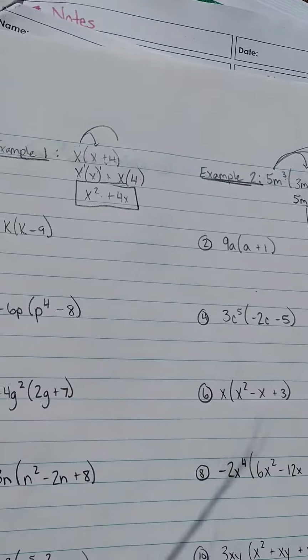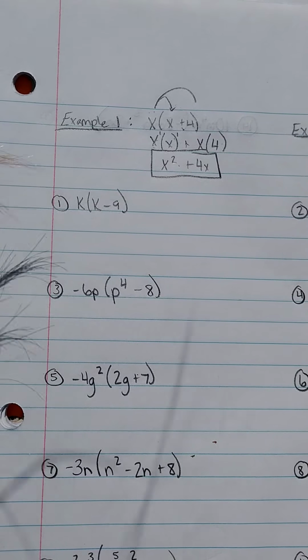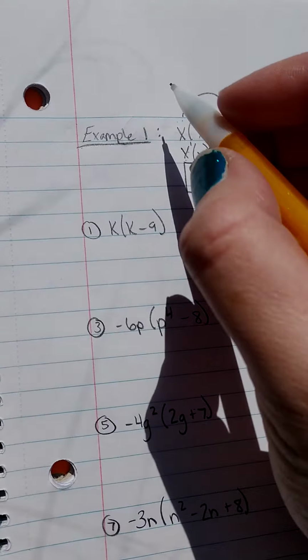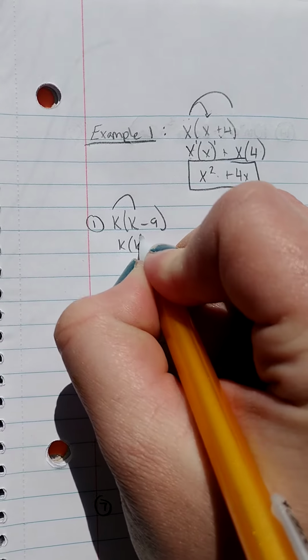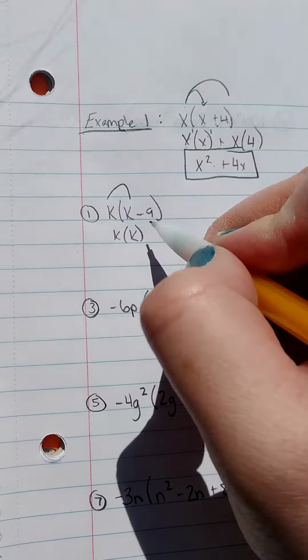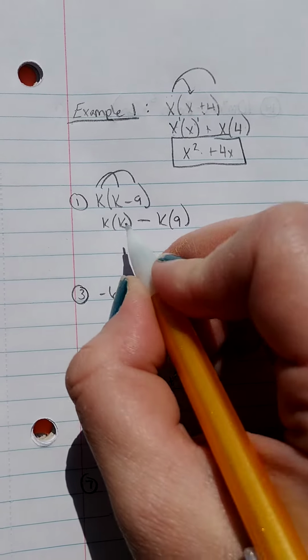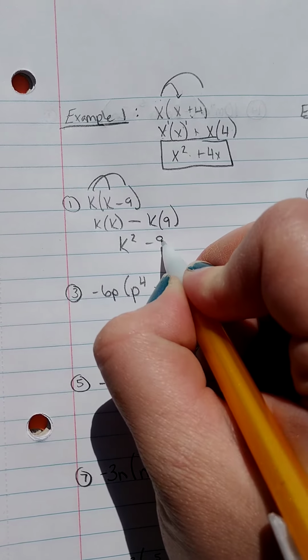So every single problem, and we are going to do through number 14 today, and then we'll pick up 15 and 16 with the next set of notes. All you are doing is distributing. So k times k, and then we're going to bring down that negative. K times 9. K times k is k squared. K times 9 is 9k.